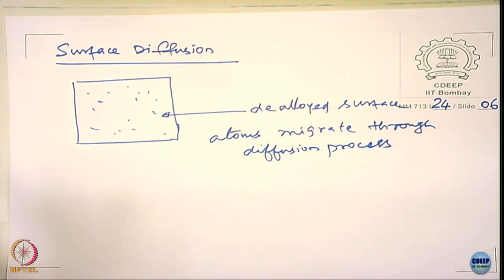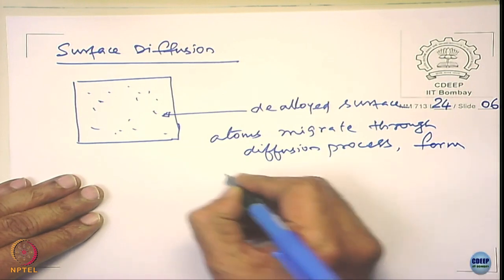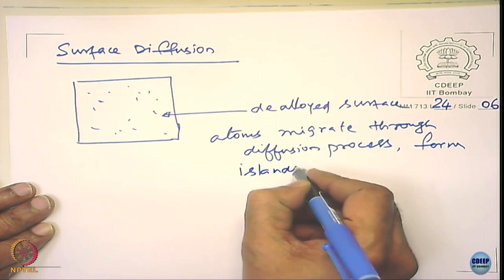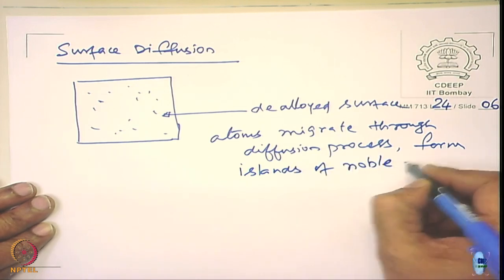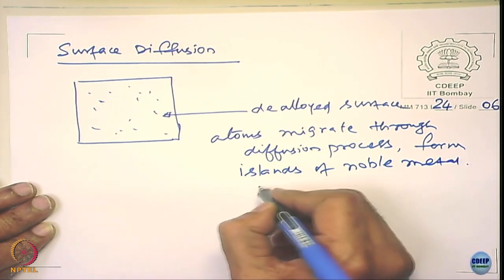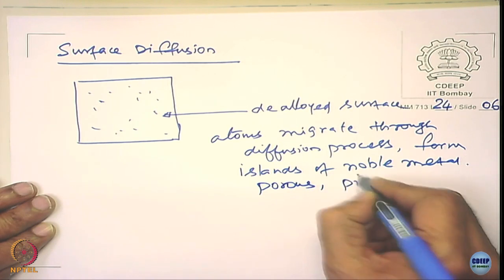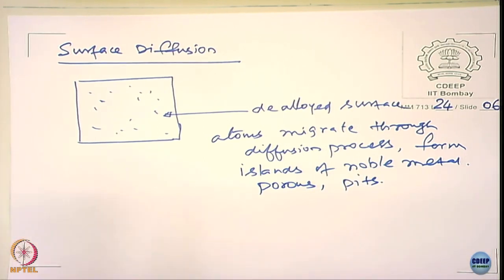Because when the atoms are alone, the energy of the atom, because surface becomes quite large, right? So when the energy of the surface is more, then what happens? They try to agglomerate actually. So they migrate by diffusion process and then form islands of noble metal clusters. You will see porous structures, you see pits. So the initial process is the active element dissolves, the noble element remains on the surface, but subsequently the noble element atoms diffuse on the surface and they form clusters.